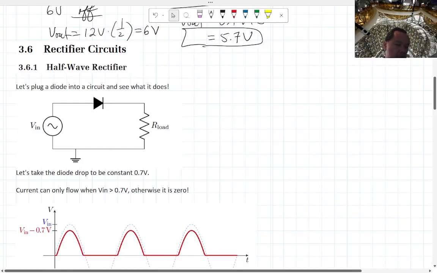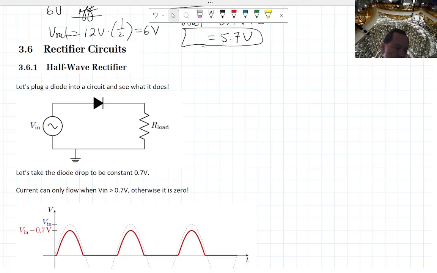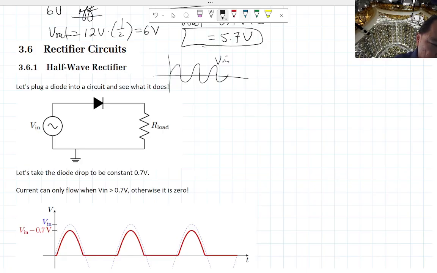Okay, so the first application of the diode is called rectifier circuit. These are basically AC to DC converters. So if you have some, I'm going to give you a little hint, you have some AC going in, this is V in, but you want your output to be kind of a constant V out. So this is DC, this is AC.